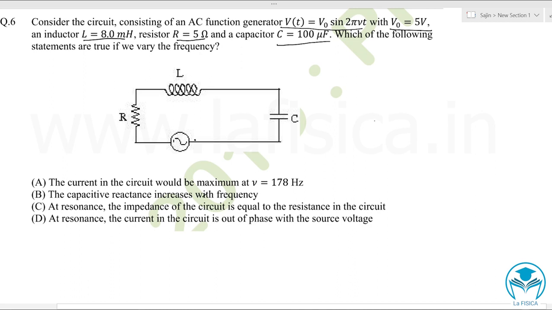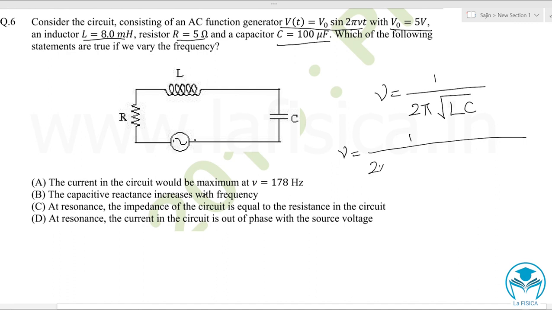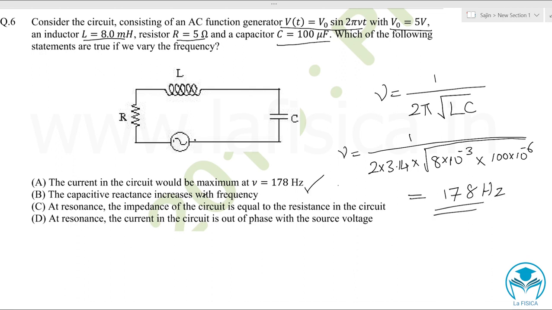We know the current is maximum at resonance, that is mu is equal to 1 by 2 pi square root of LC. If we substitute the values, we get mu is equal to 1 divided by 2 into 3.14, that is pi, into square root of 8 into 10 power minus 3 into 100 into 10 power minus 6. If we calculate this value, we get 178 Hz. That is, the first statement is true.